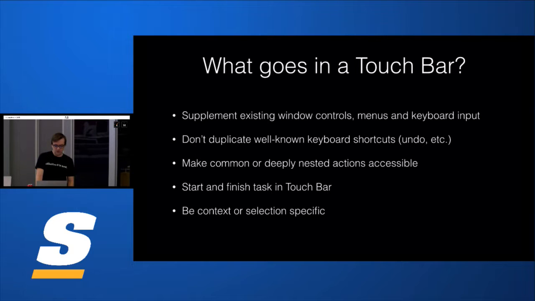You want to make common or powerful, deeply nested actions accessible, like bring them to the user's fingertips. And try to start and finish tasks in the touch bar. So a good example of that is Mail has a special Move To button that normally you would click and drag a message from, say, your inbox to some folder for archiving. You can do that entirely in the touch bar by tapping on Move To and then making a selection. So that's an example of something that occurs just in the touch bar.